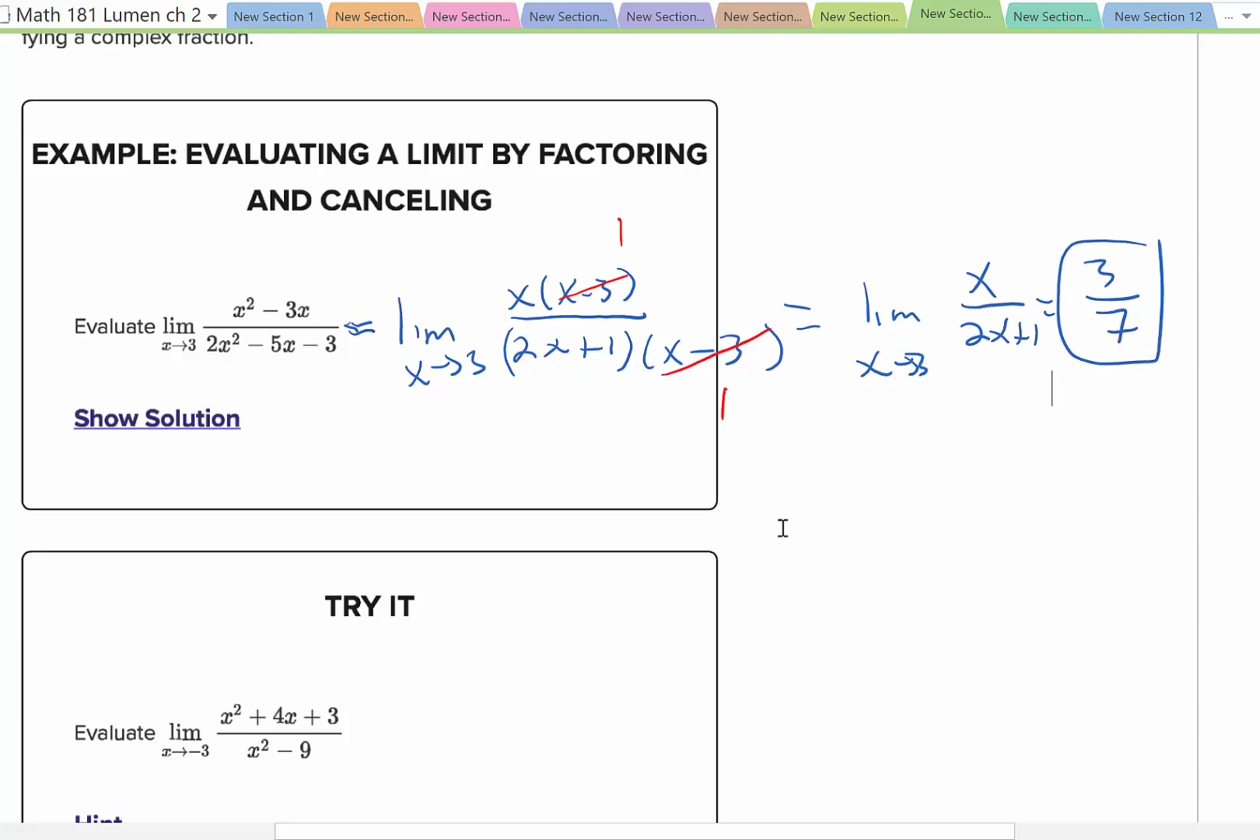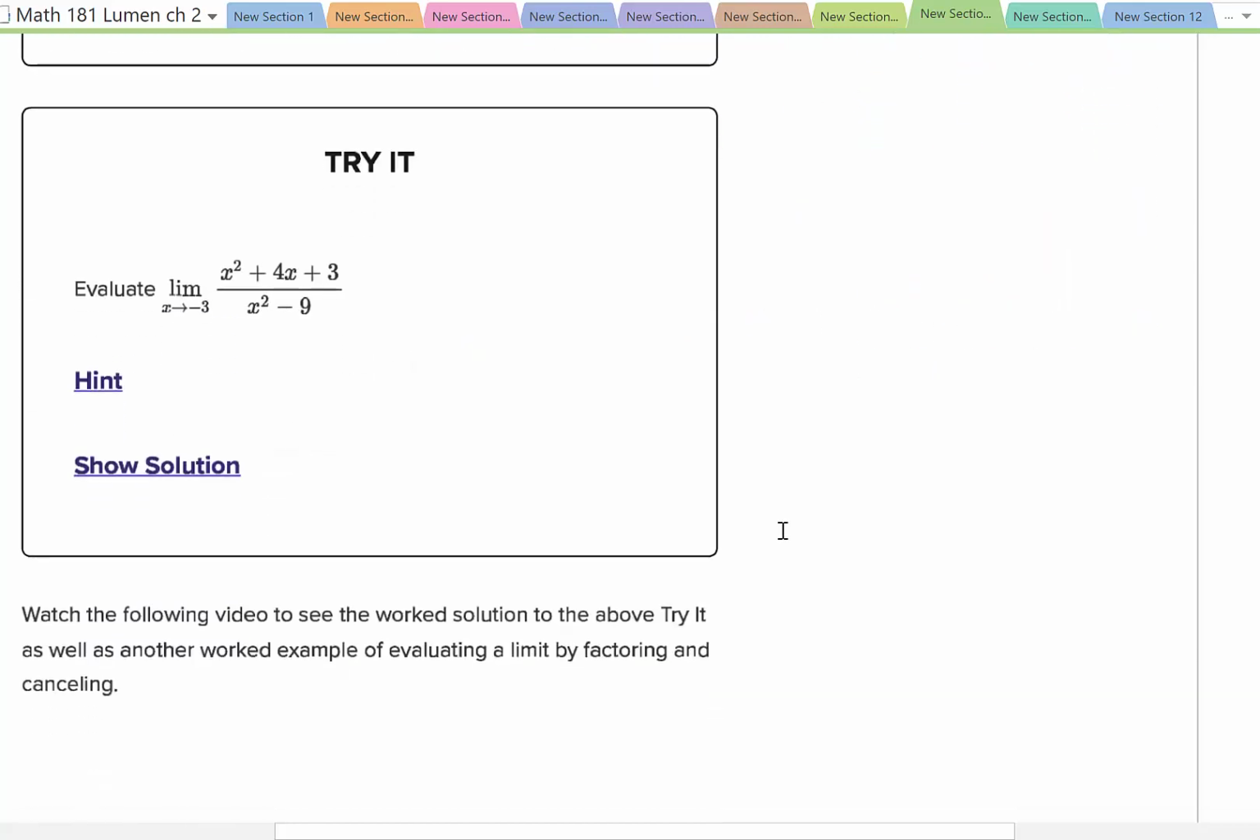Let's try another one. What can we factor out of this numerator? So this becomes the limit as x approaches negative 3. As you see right now, if I plugged in that negative 3, I'm going to have a 9 down below. 9 minus 9 is 0. Up on top, I have a 9 minus 12 plus 3 is 0. So it's a 0 over 0 case.